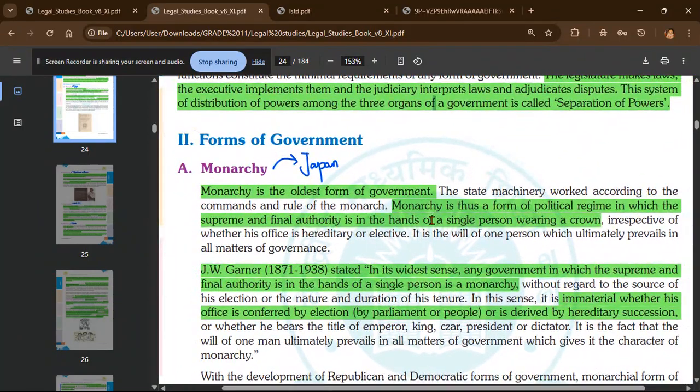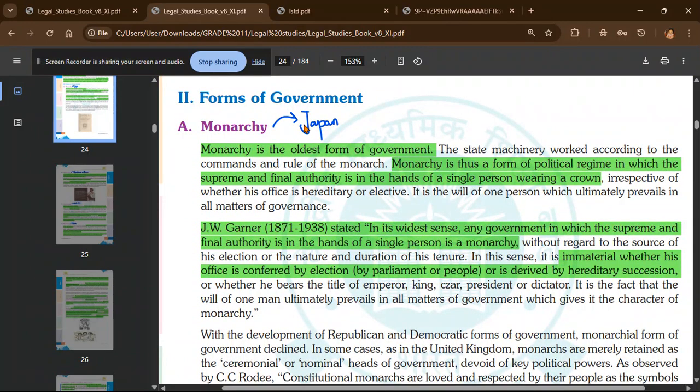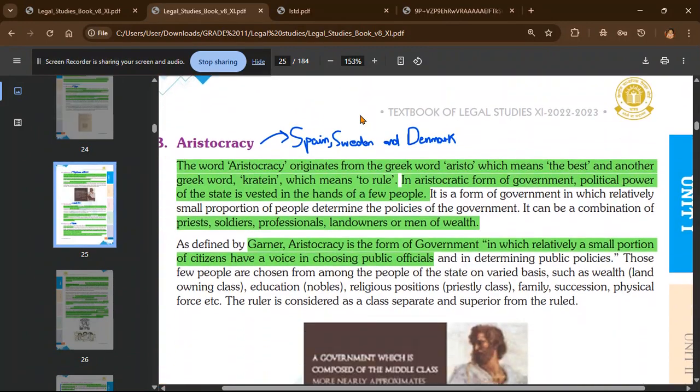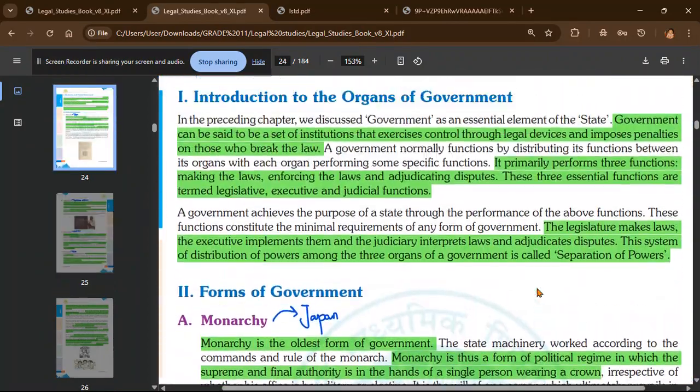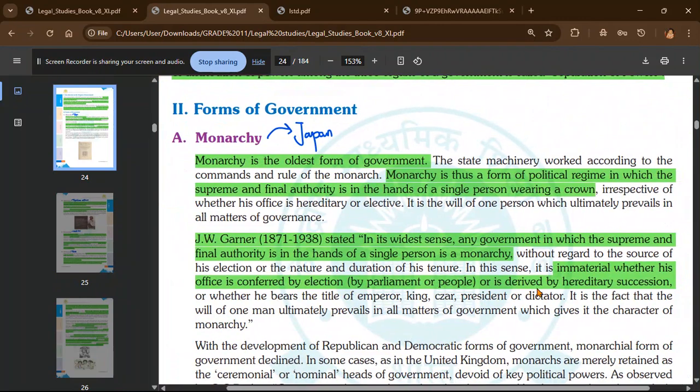So first you have monarchy. One good example of monarchy is Japan. This is what I have written now. Japan here, then here Spain, Sweden, Denmark, then North Korea, India. These are the examples of the specific forms of government. So the example of monarchy is Japan. Monarchy is the oldest form of government.